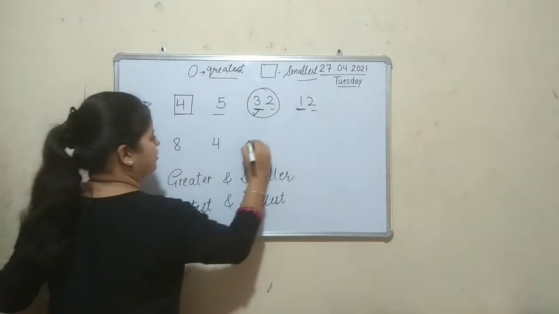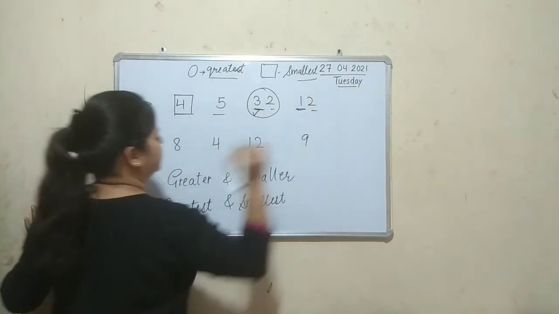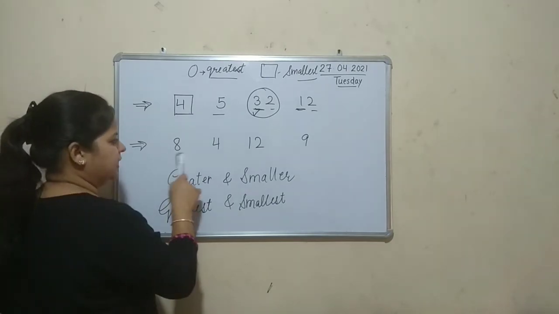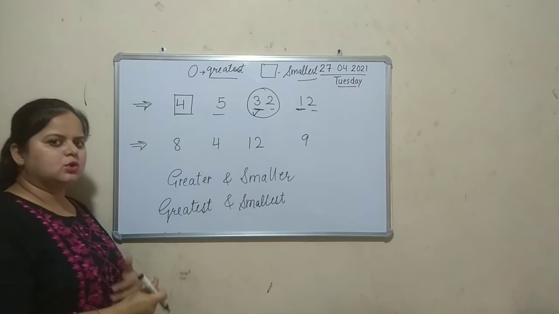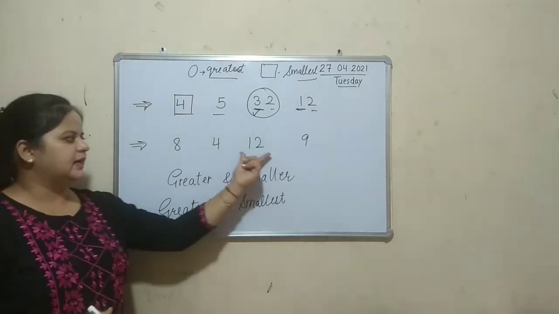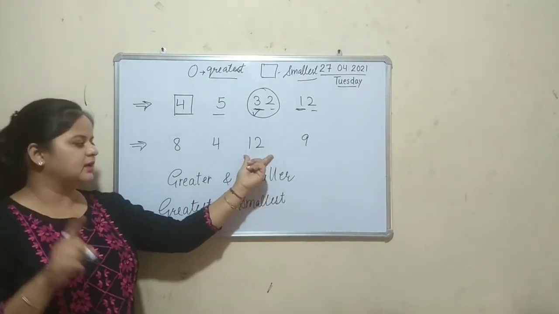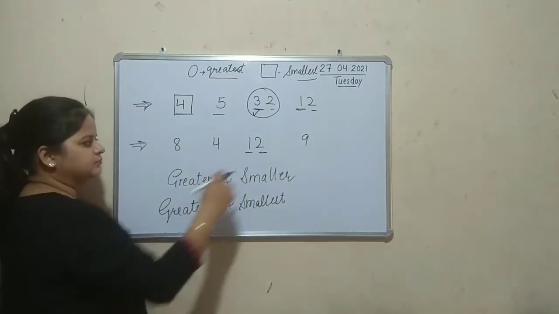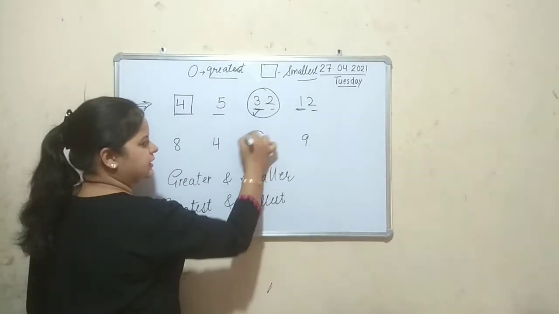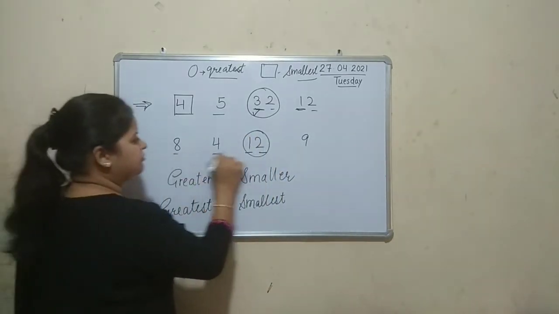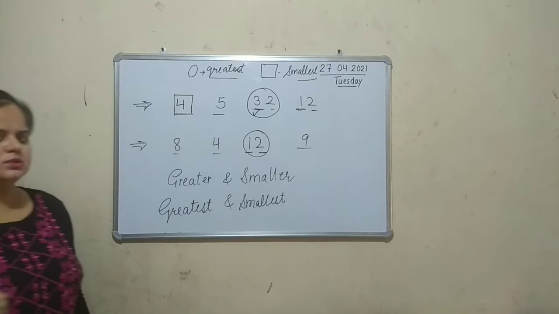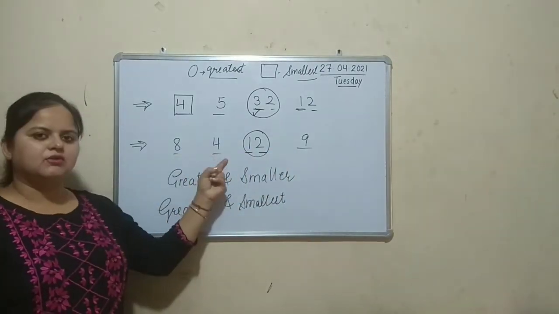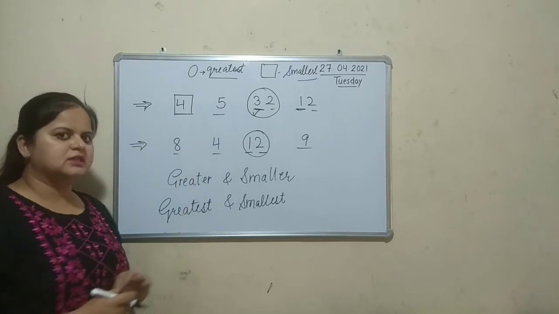8, 4, 12, 9. Now which is the greatest number? Greatest number: 8, 4 and 9 are all one-digit numbers, and 12 is the only number which has two digits. So this is the greatest number. And from 8, 4 and 9, which is the smallest number? Now find out the smallest number. 9, 8 and 4. The 4 is the smallest number.